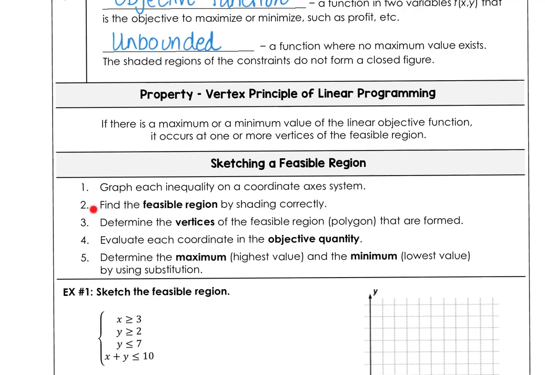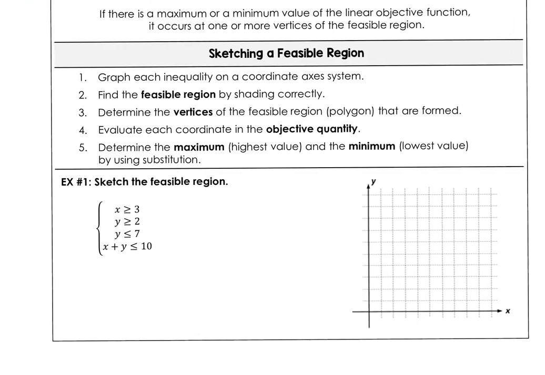And I've come up with 5 steps for how we can go about sketching that feasible region. Now, in the first step, we're going to want to graph each inequality on a coordinate axis system. So let's look here at example number 1, where we're going to graph. So we have x is greater than or equal to 3.